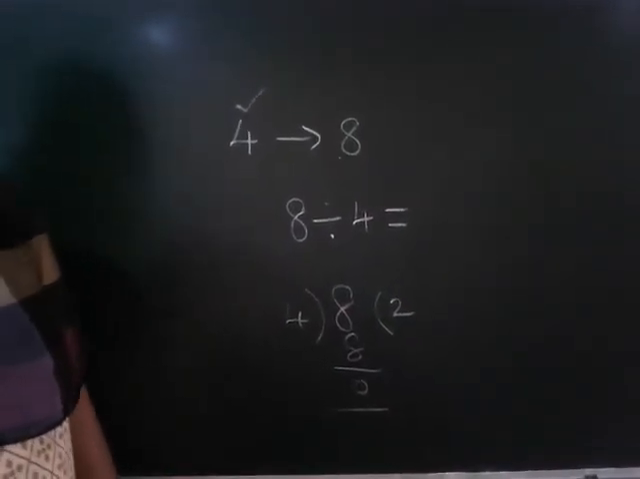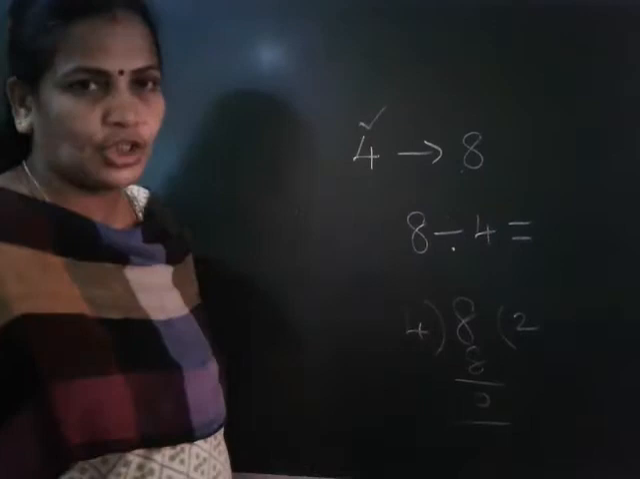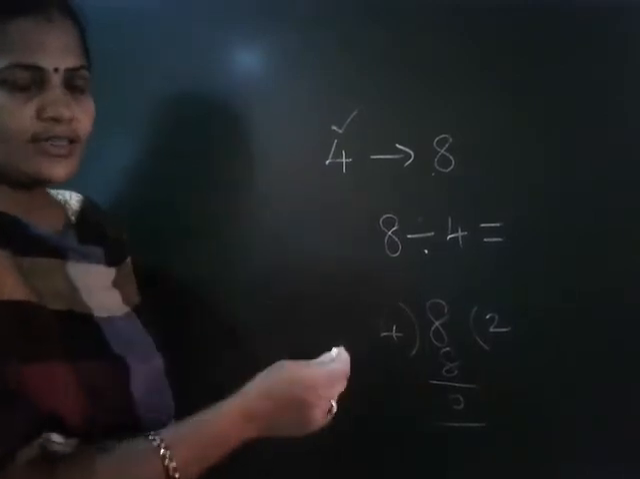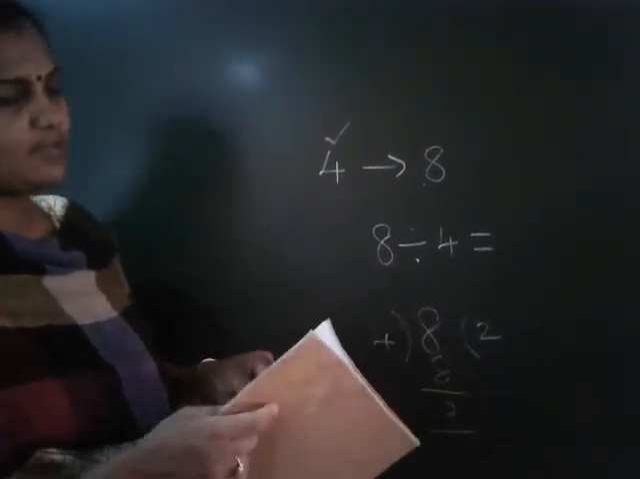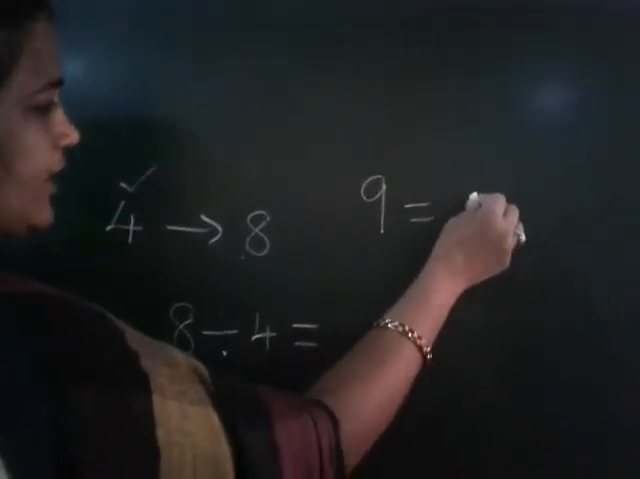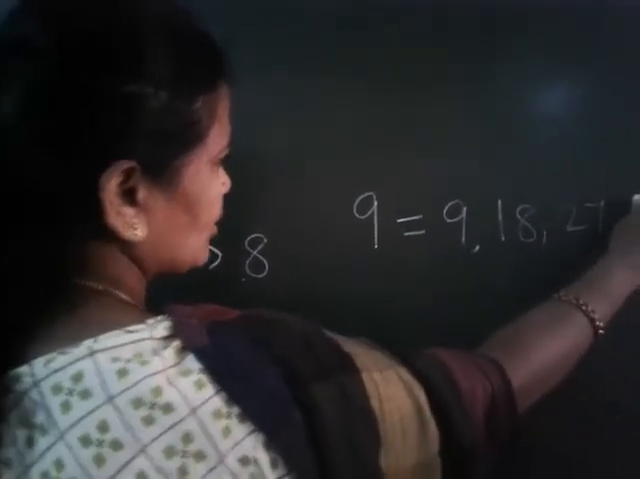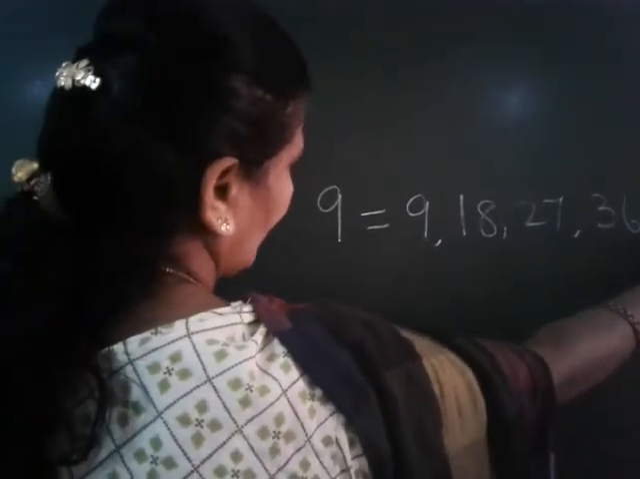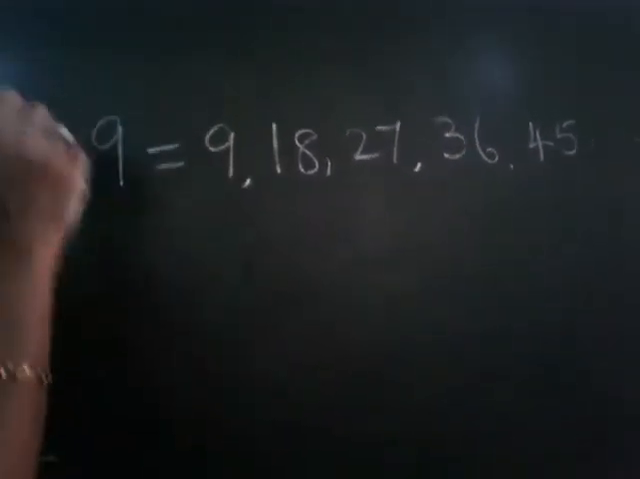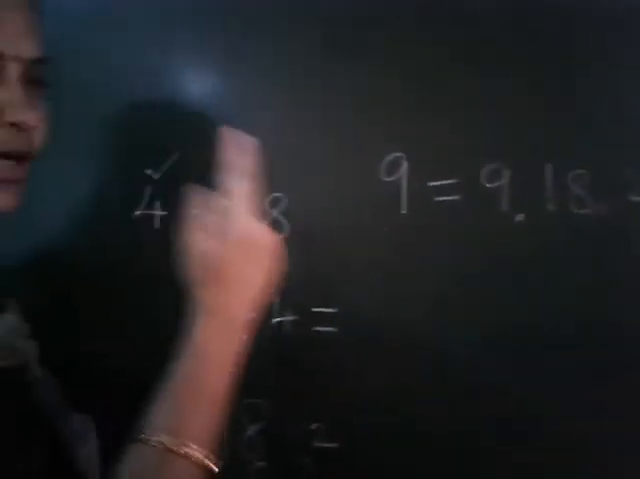A factor is a number that divides another number exactly. Exactly means you will get the remainder 0. You already learned this. Like that, you also know what multiples are. For example, the multiples of 9: 9 is one multiple, 18 is another, 27, 36, 45, and it goes on and on. 9 has an infinite number of multiples. This you already know. So what are multiples, what are factors, you already learned.